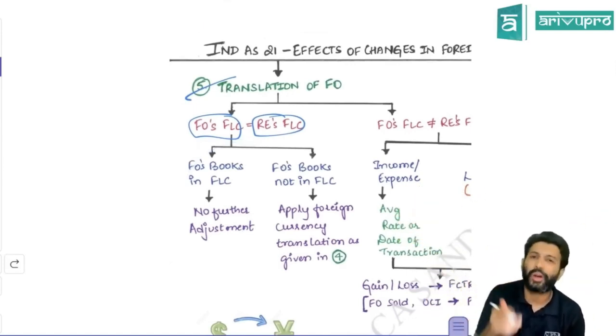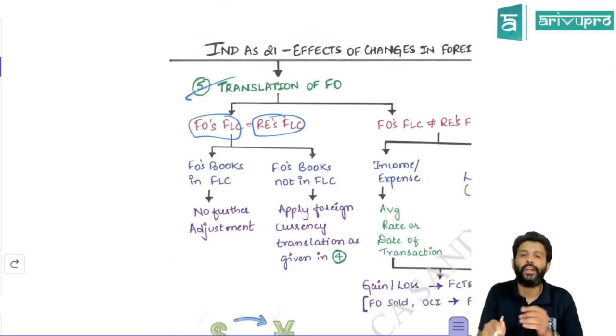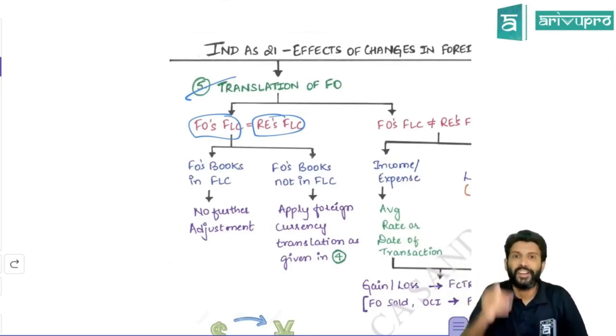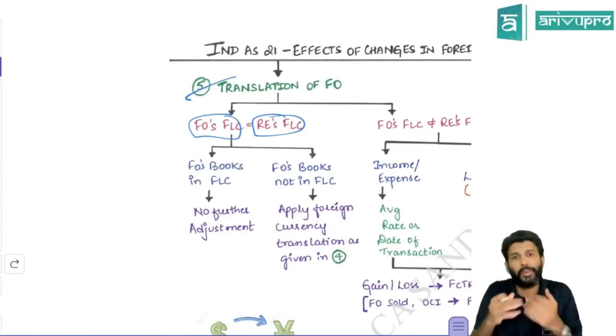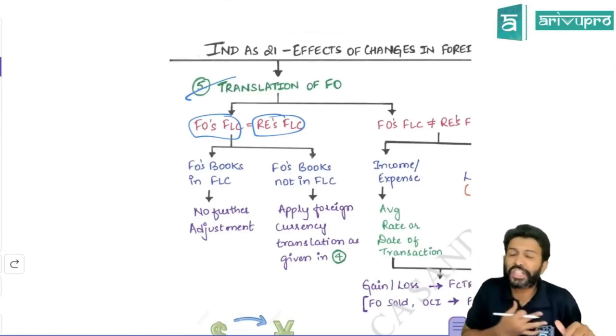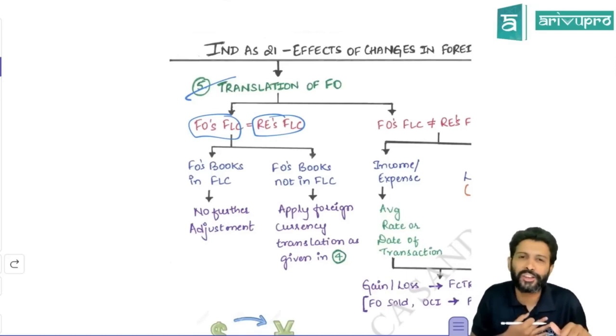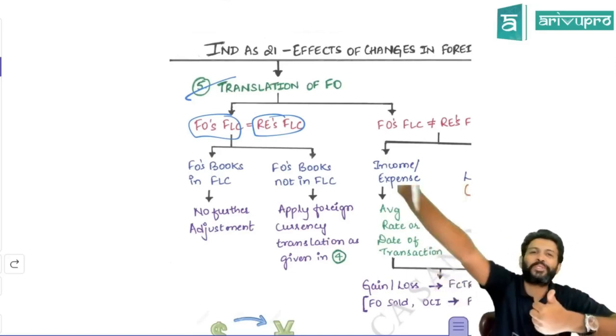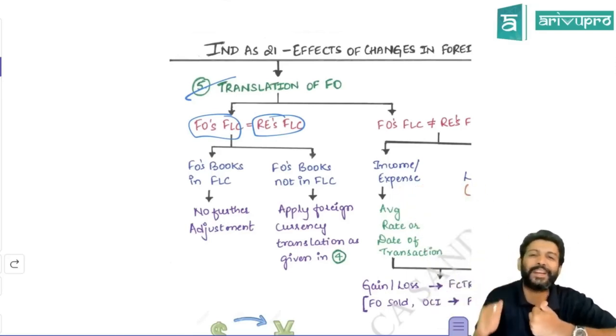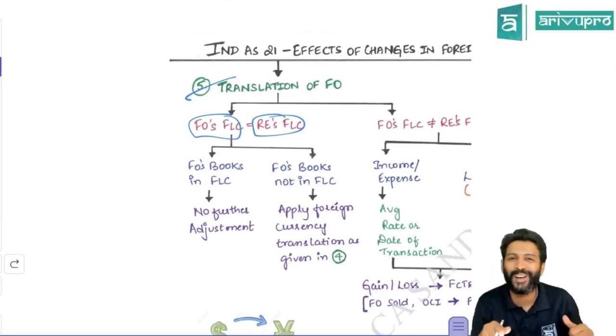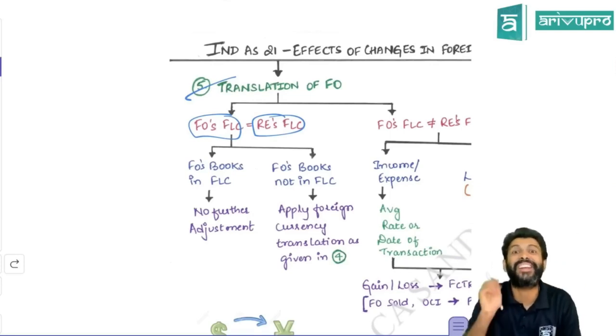Correct? But sometimes what happens in exams is that the functional currency may be the same, but the presentation currency differs. Like, let's say I'm in India, but my functional currency may be dollars. Just because my functional currency is dollars, can I file dollar financial statements with ROC, the income tax department and all? What will they say, right? You're in India, so present financial statements in Indian rupees.